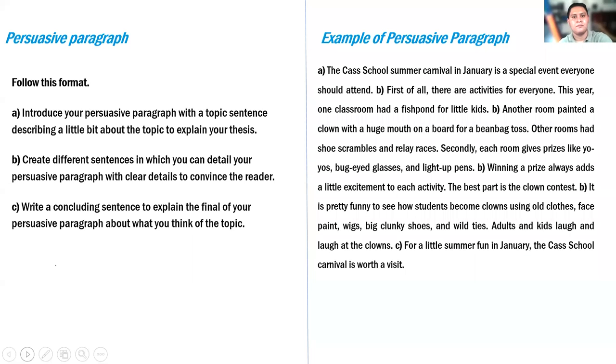Letter A, the school summer carnival in January is a special event everyone should attend. Letter B, first of all, there are activities for everyone. This year, one classroom had a fish pond for little kids. Another room painted a clown with a hawk mouth and a board for a big beanbag tooth. Other rooms had shoe scrambles and relay races. Secondly, each room gives prizes like gels, black eyeglasses, and light up pens.